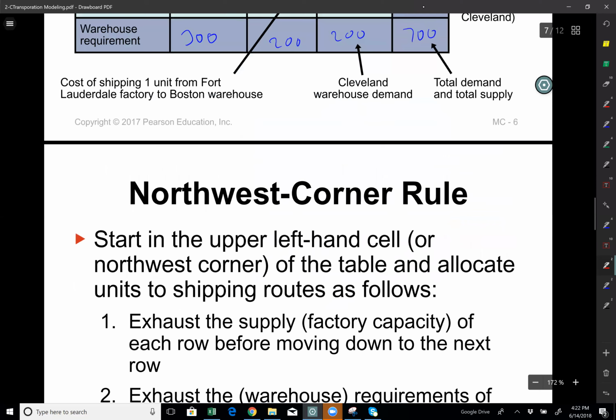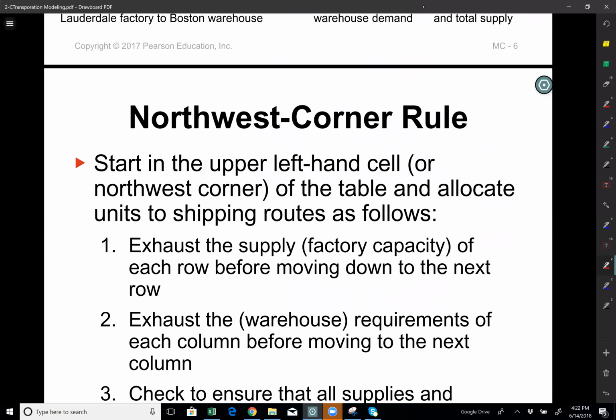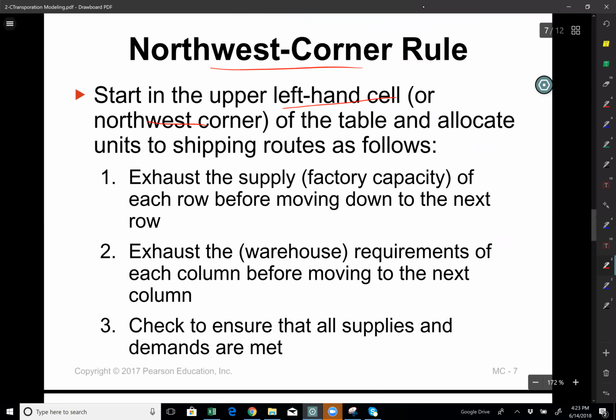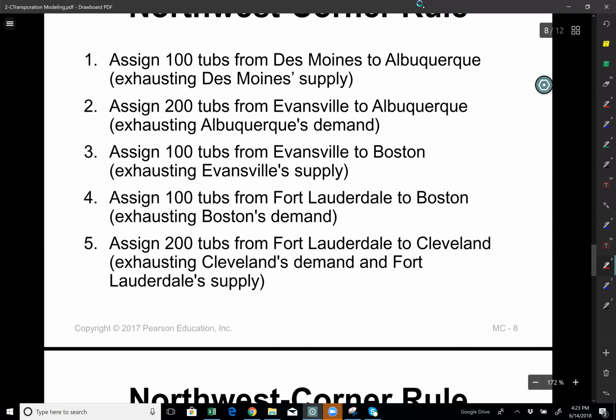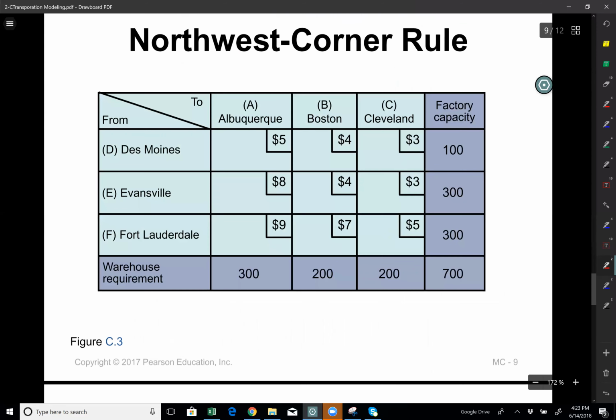The first approach I would like to discuss here is called the northwest corner rule. We start with the left-hand cell, or northwest corner, on the table, and then we exhaust supply or demand for that row or column. Then we cross that row or column out, and we move on from northwest to southeast. So these are the steps for this problem. Let's do them one by one together here.